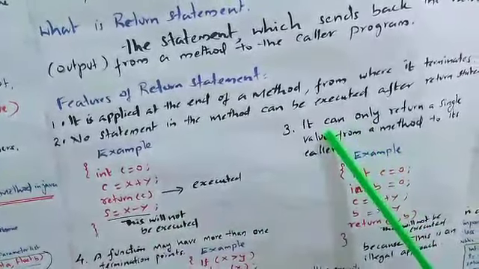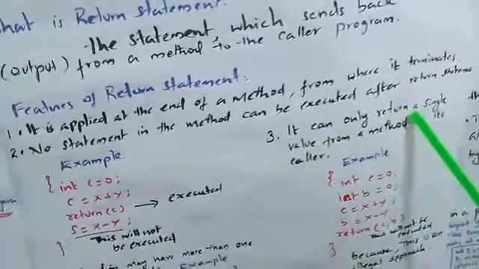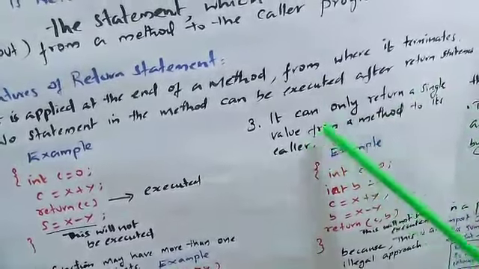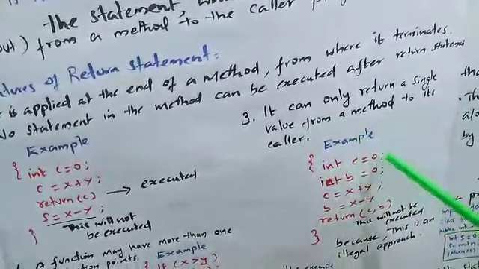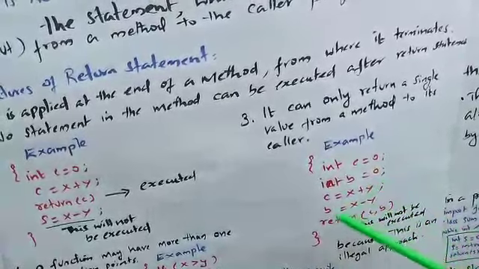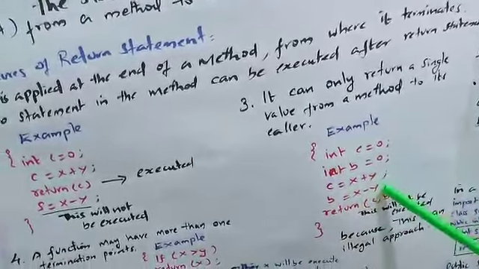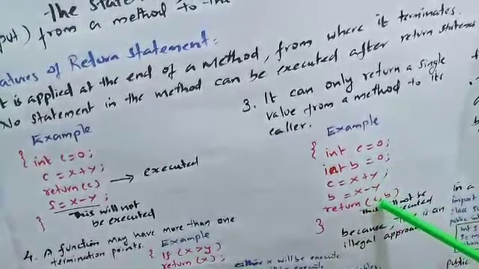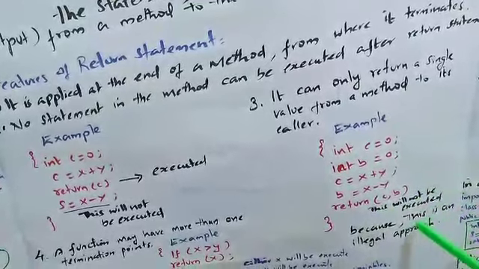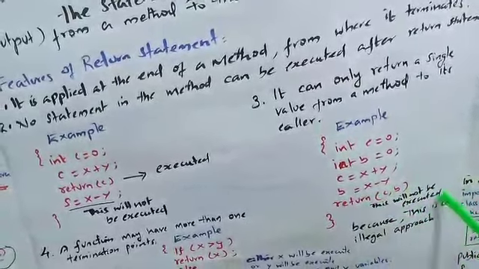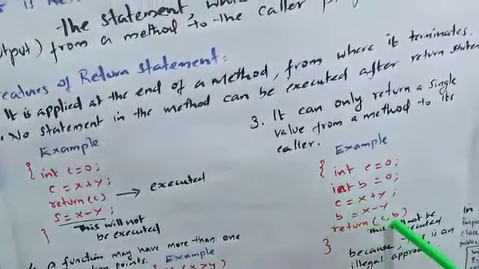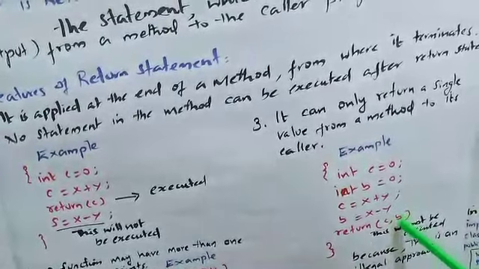Then come to the third point. It can only return a single value from a method to its caller. See the example. int c = 0, int b = 0, c = x + y; b = x - y; and it will return c, b; So what will happen? This will not execute, because this is an illegal approach, because we are giving two values, c and b. So this will not execute, it is illegal.